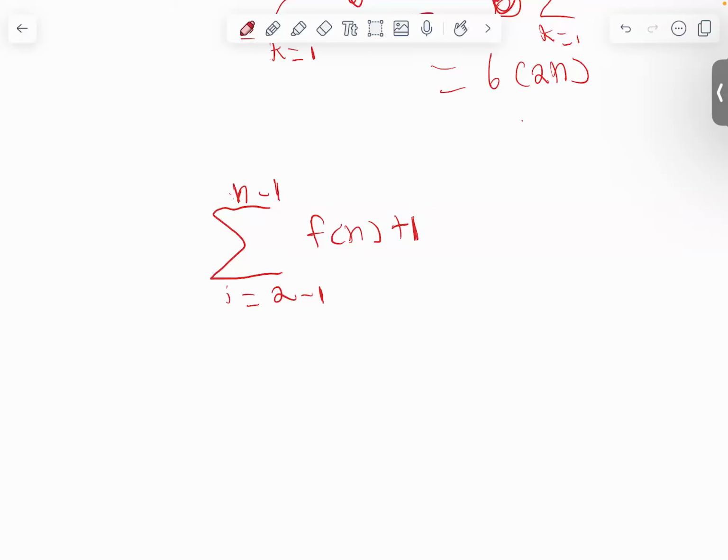And then you would be able to get to i equals 1, summation up to n minus 1 of f of n plus 1. It will be on the outside of the parentheses, but that's basically when you would use an index shift, and then you would go from there.